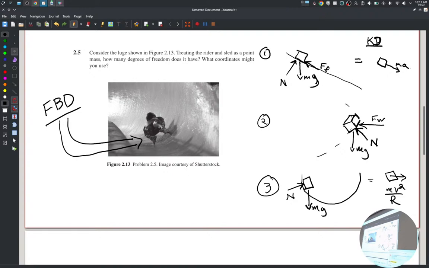Okay. Yeah, exactly. And this is kind of what that's setting up for you. It's just starting from an agnostic point of view of, I know acceleration goes this way. I don't know what it is. And then I know mg is always pointing down.